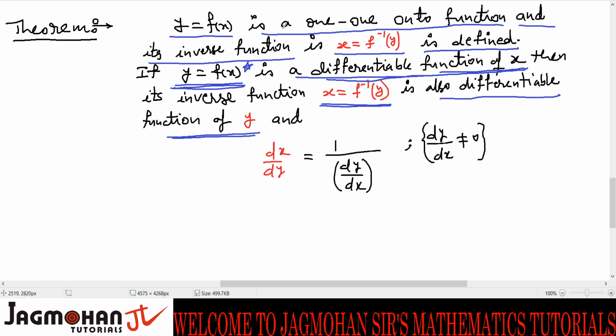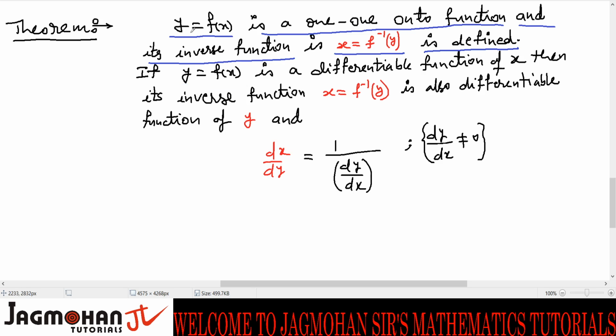Let us note this once again. Let us read this part once again. What are we given, students? Initially we are given that y equals f of x is a function of x, and this is a 1-1 onto function. Because of that, what happened? x equals f inverse of y, which is the inverse function, is defined.